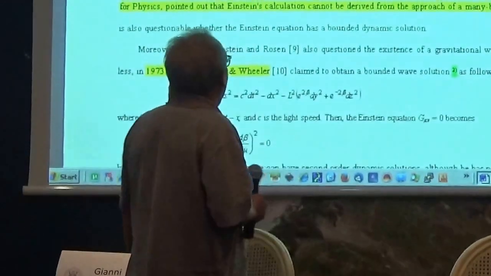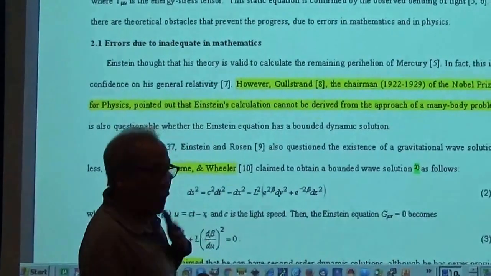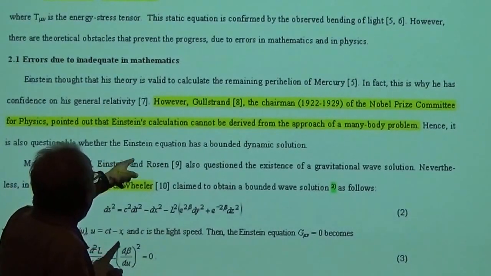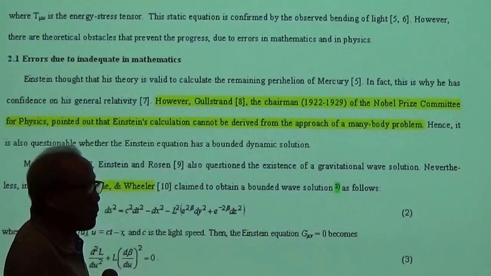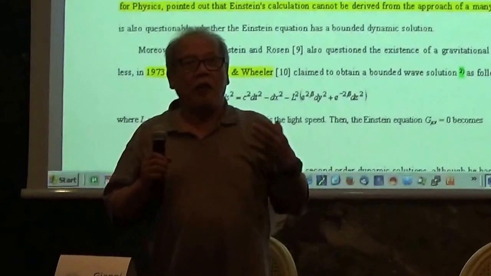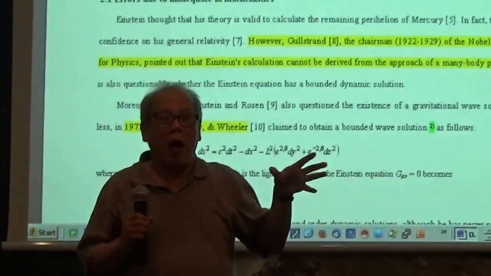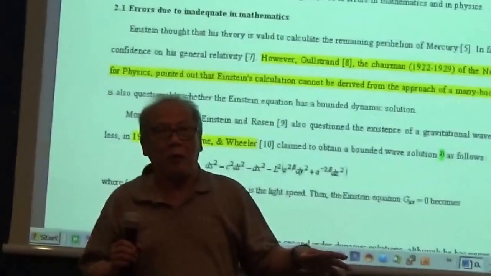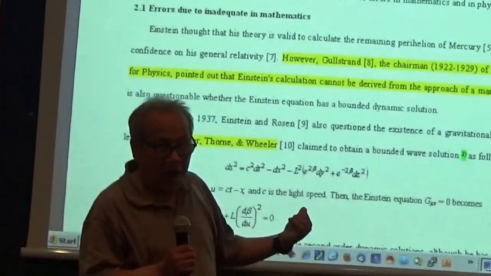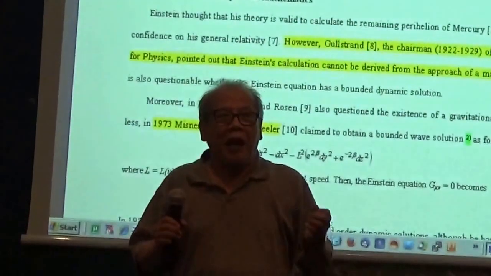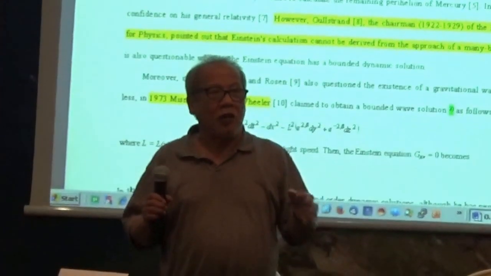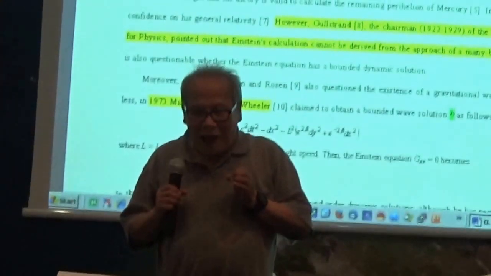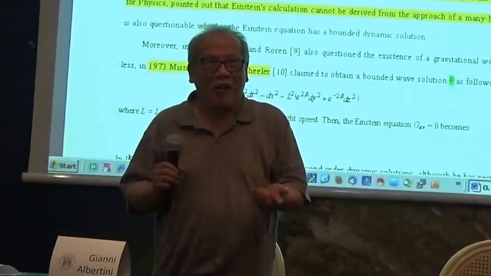So who found that out? Not me. Gullstrand, the chairman of the Nobel Prize Committee in Physics, found out that Einstein's calculation cannot be derived from the approach of the many-body problem, because the perihelion of Mercury had to be calculated from a perturbation approach. Einstein's calculation cannot account for the many-body problem. That is why Gullstrand said it was possibly wrong. Ironically, Einstein's confidence in general relativity is based on his perihelion calculation being correct, so his confidence was actually based on something wrong.